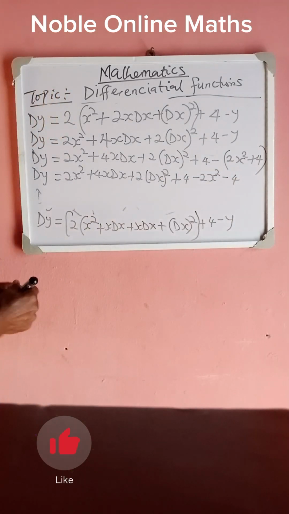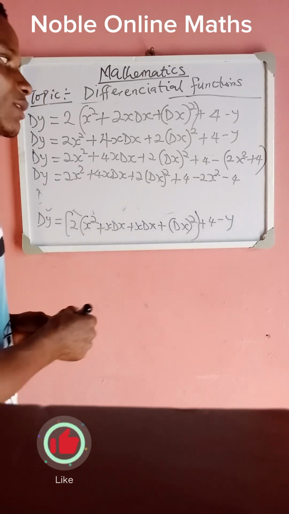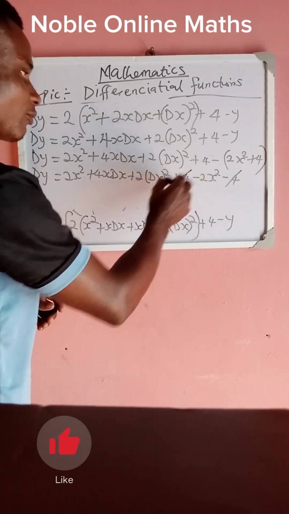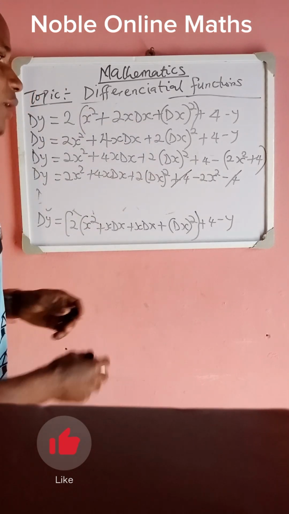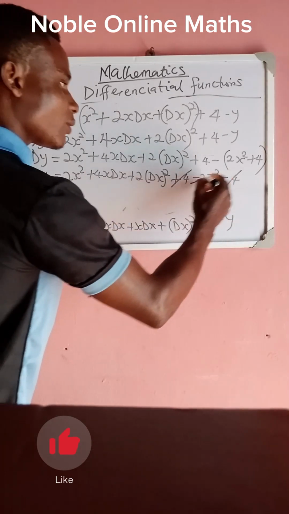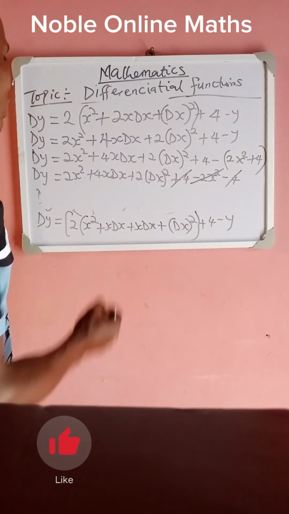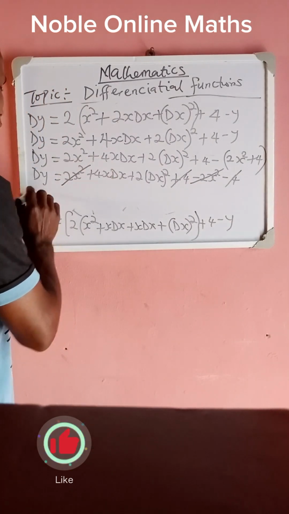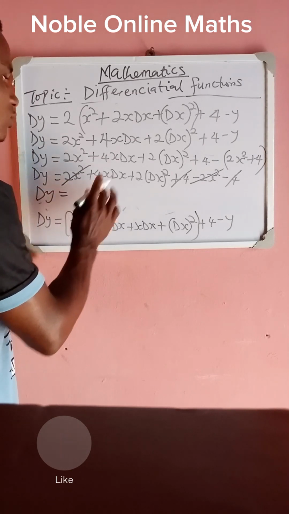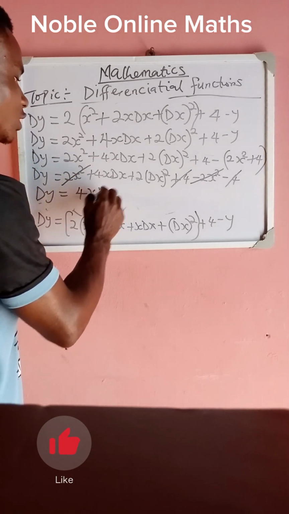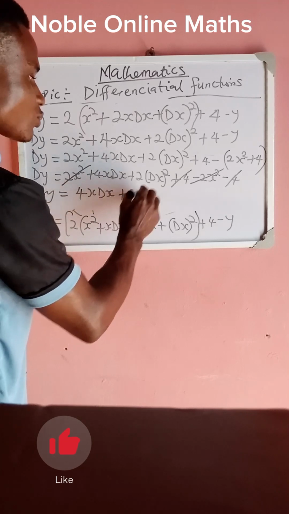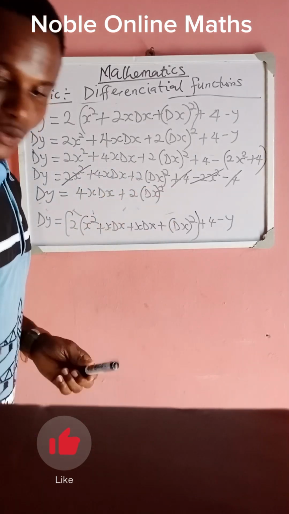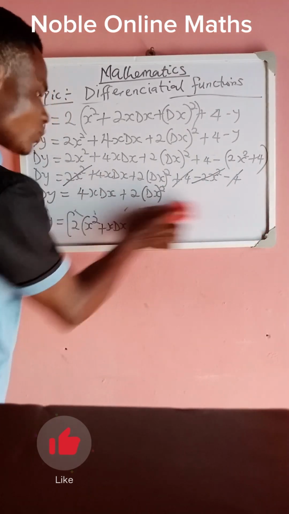Then what we have to do again, we now have like terms that can cancel out. We have 4 cancel minus 4 here. Then we have minus 2x squared and plus 2x squared. Then we remain with what? Change in y is equal to 4x change in x plus 2 into change in x raised to power of 2.